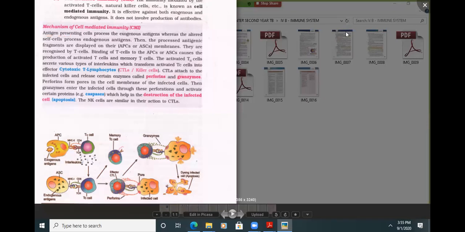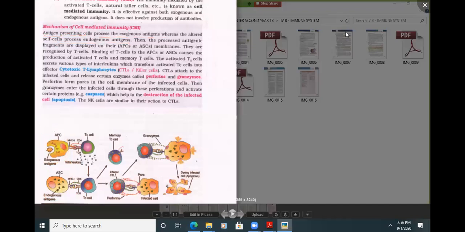Antigen presenting cell. Who are called antigen presenting cells? Here it is. We need to go here. Antigen presenting cell processes the exogenous antigen, this one, whereas altered cell processes the endogenous antigen.